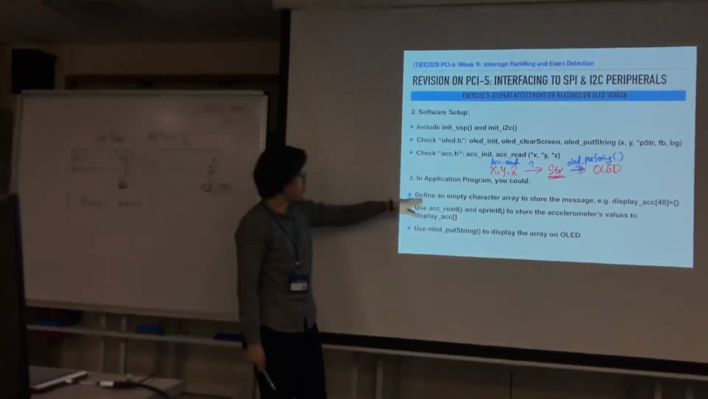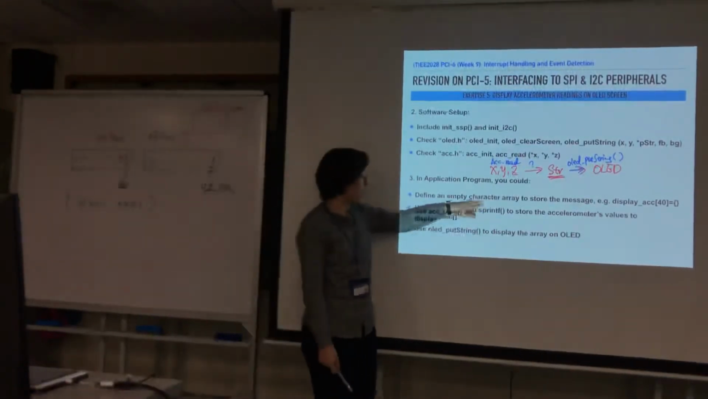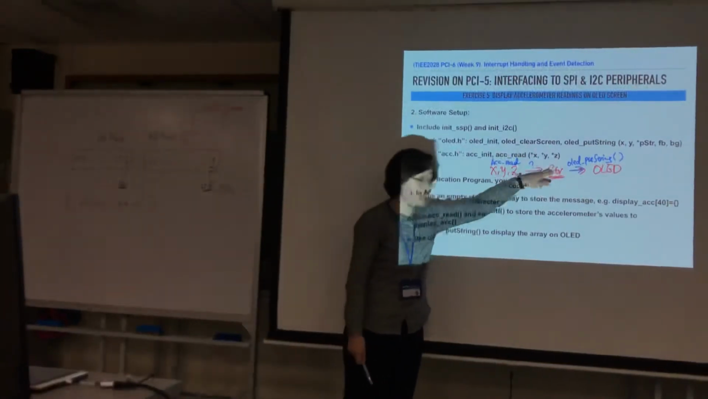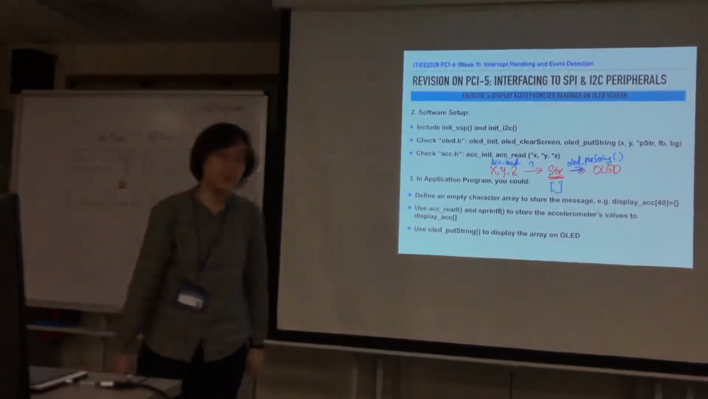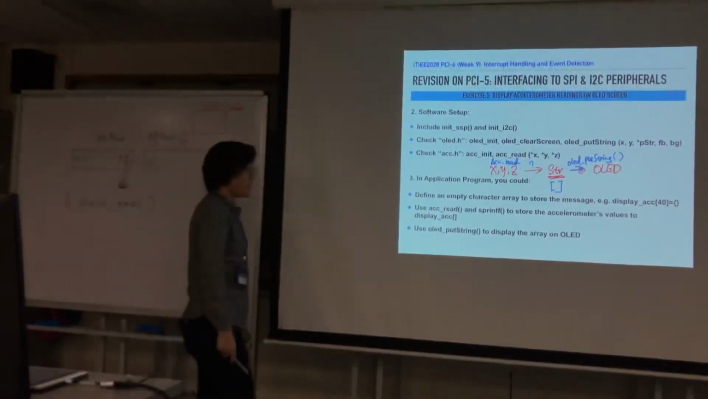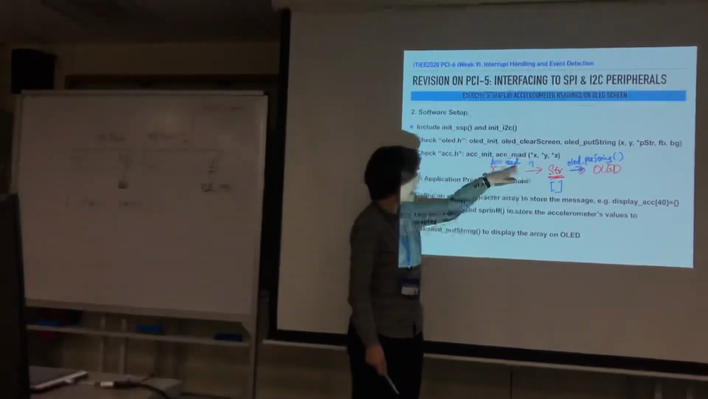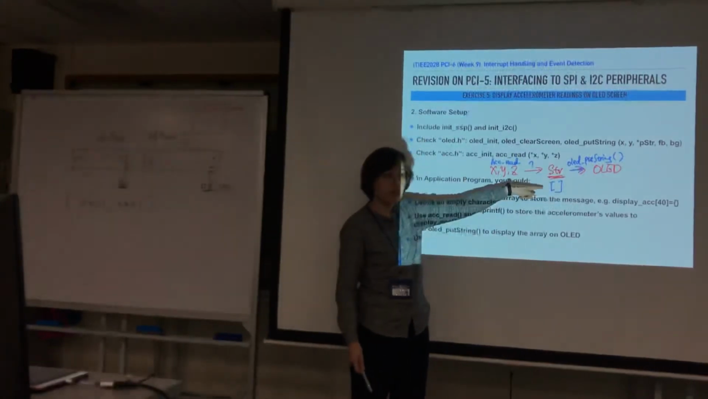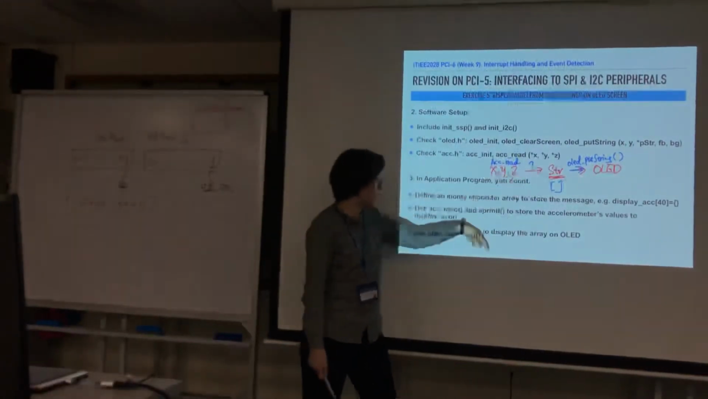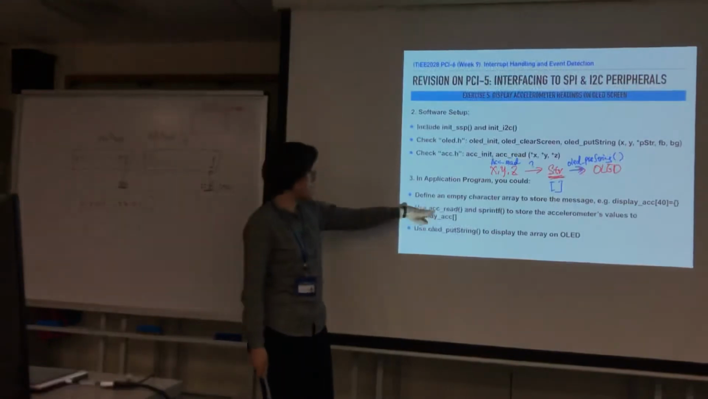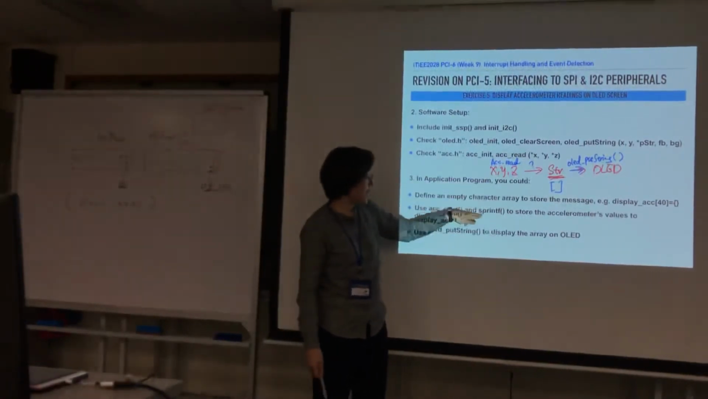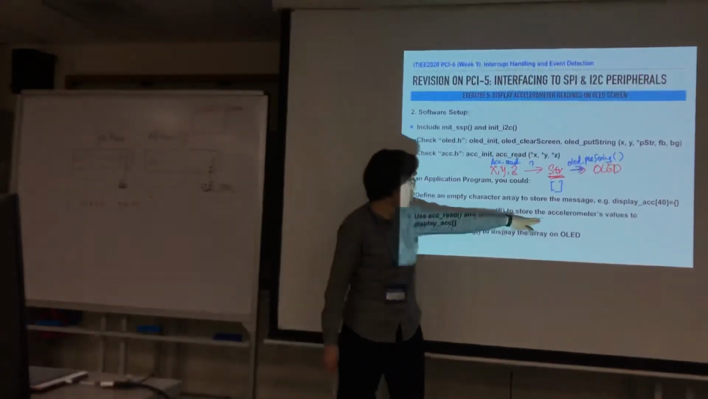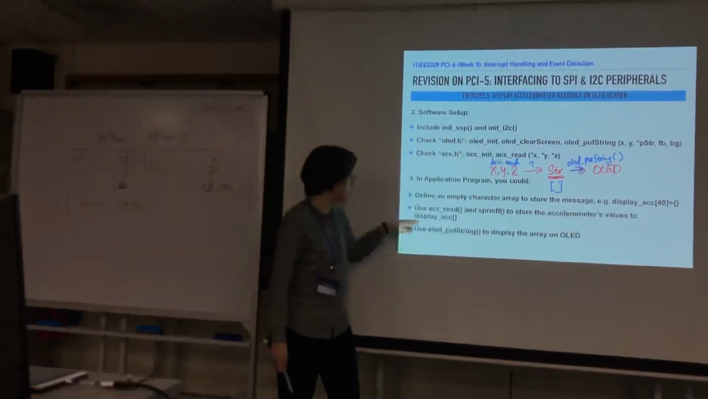Okay? So what you need to do is at the beginning you define an empty character array. So basically at the beginning you define your string as empty, so nothing inside it. Okay? And then later on you need to store the values into that. Store the value into that. You can use ACC read to get this value and use sprintf to store the accelerometer's values to the string.